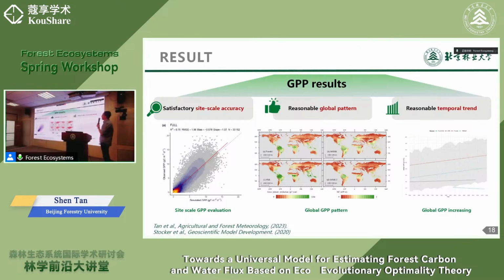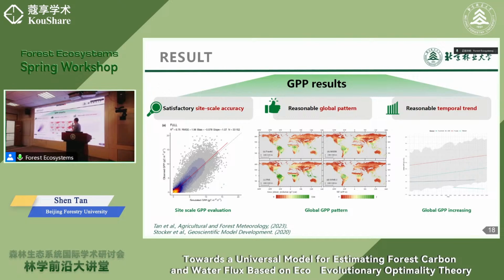And here is the result of the GPP. So the first part is the site scale evaluation. We compared our predicted GPP against the FluxNet observation, and our model achieves very satisfactory site scale evaluation results. And this result is near the performance of other GPP products, and we have no type-specific parameters to be calibrated. So it is more convenient for the users to employ our model in GPP estimation than to use existing other parameterization models.